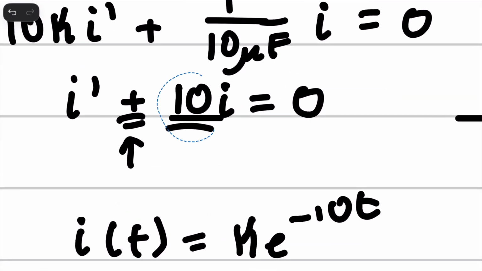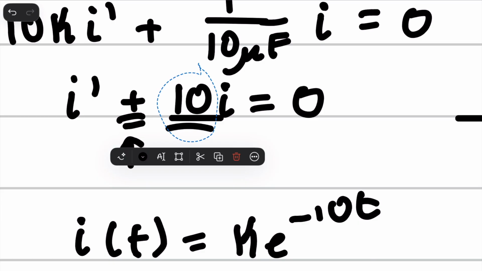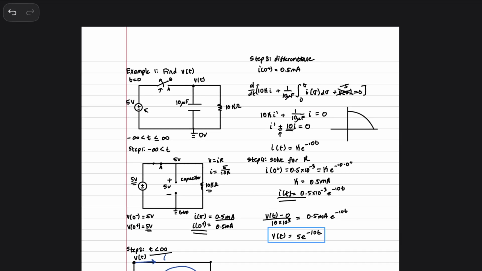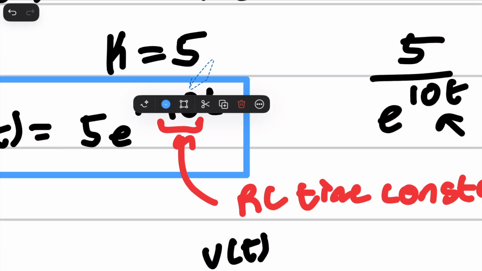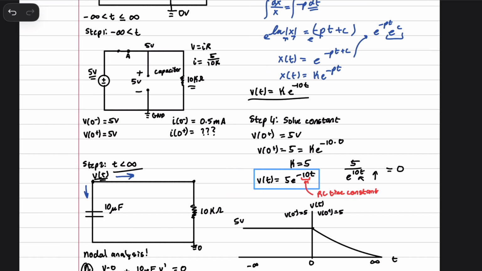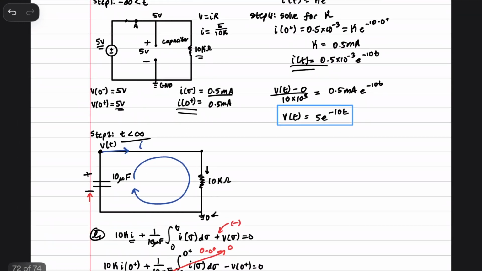And you should also see that you get 10, which is the same RC time constant right here. Okay? And if you don't get that, then you probably need to recheck your work.